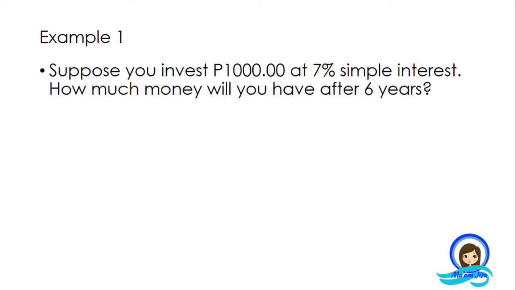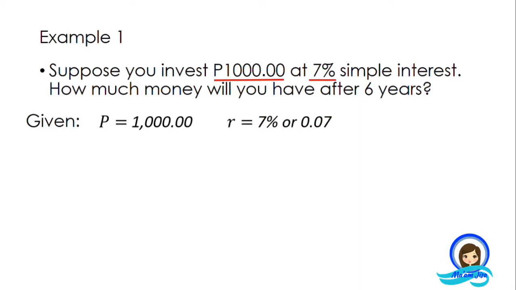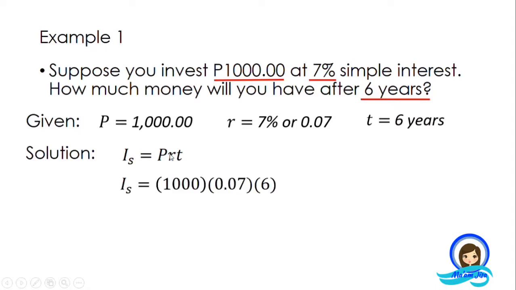Now to compute for the simple interest, we need to identify the given data. So we have here P, which is 1,000. Rate is 7%. 7% in decimal is 0.07. And then our time or term is 6 years. Using our formula, I sub S equals PRT, just substitute the given data. So we have 1,000 times 0.07 times 6. Using your calculator, the computed value is 420 pesos. P here stands for the peso sign. Now, 420 pesos is the simple interest, or the interest you accumulated after 6 years.